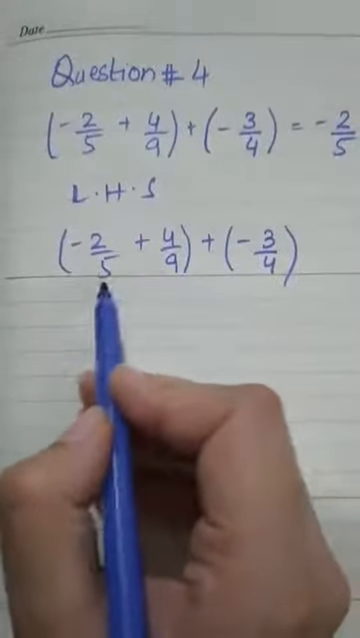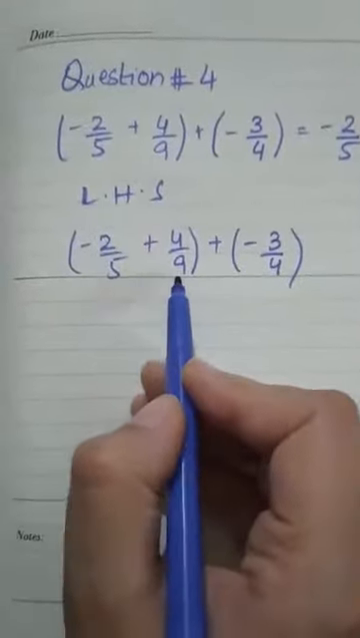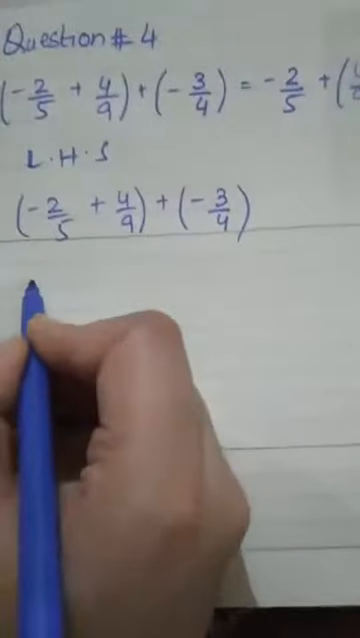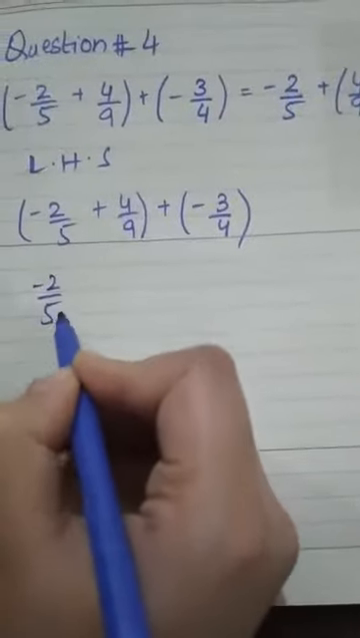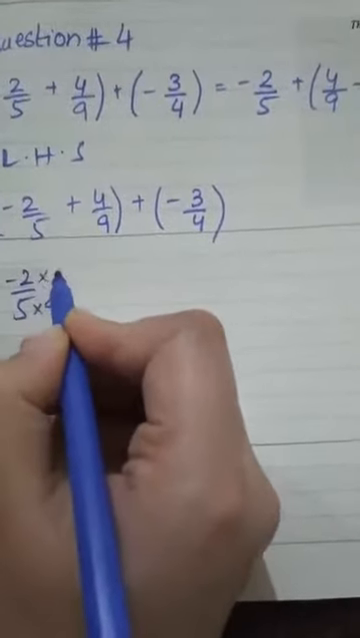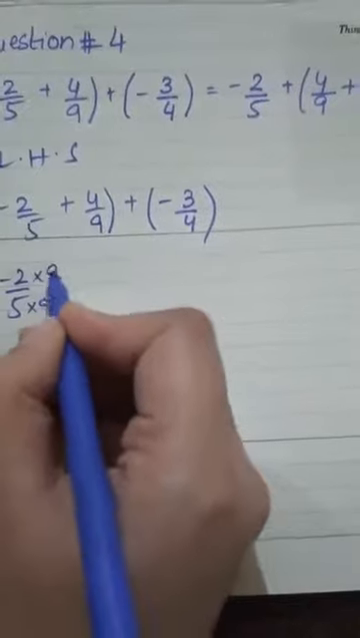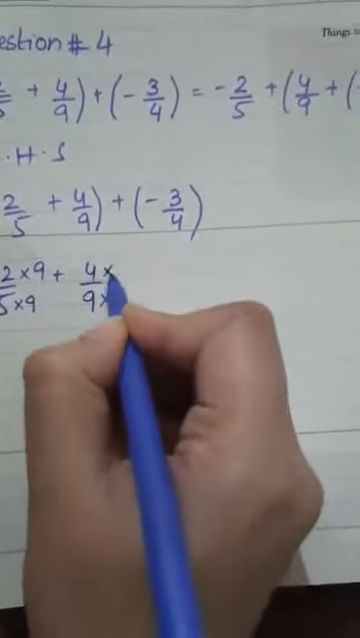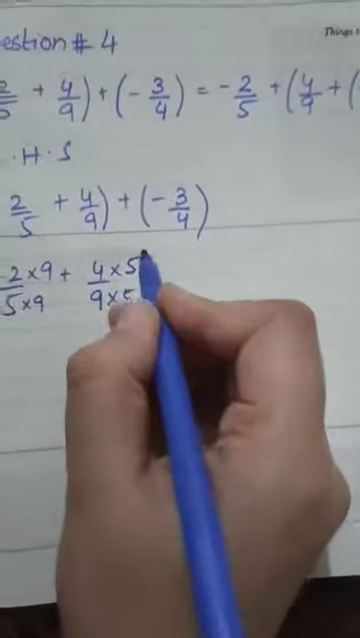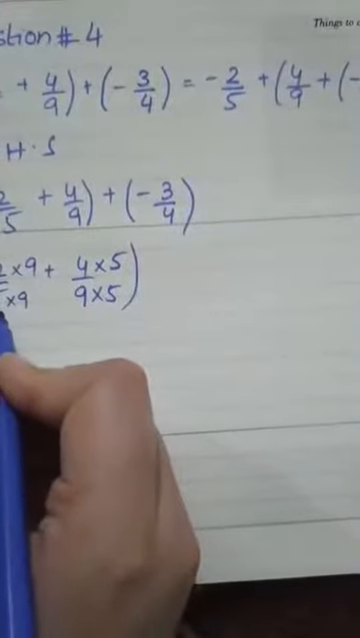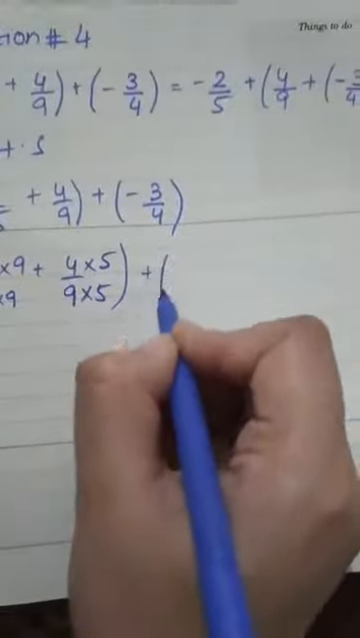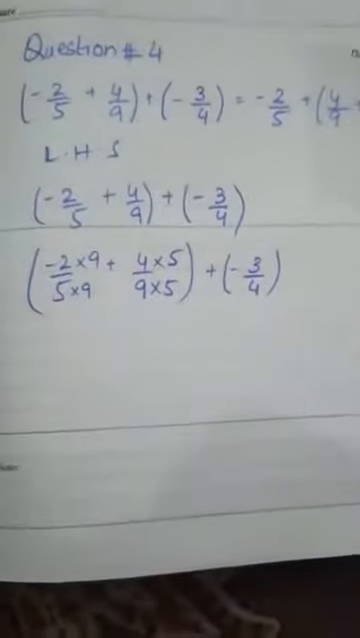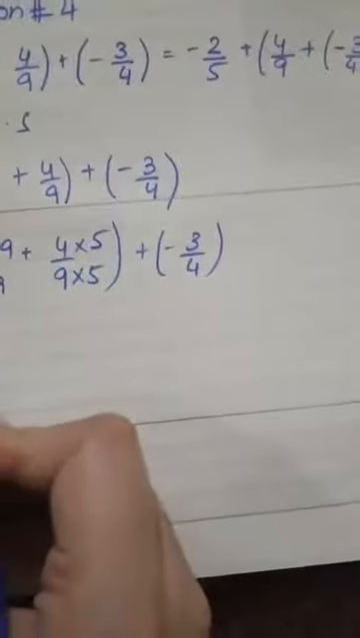Here you will see the denominator are not same. You have to make the denominator same by taking LCM. So multiply the first rational number by the denominator of the second rational number, and multiplying the second rational number by the denominator of first rational number, you will make the denominator same by this process. Okay. Now 9 fives or 5 nines are 45.